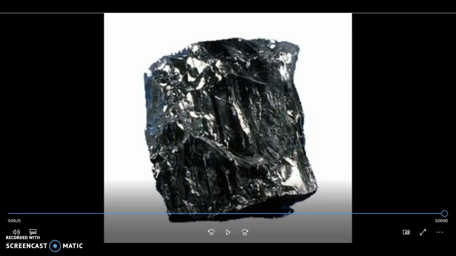Coal is very important to today's society. Not only can we use it to produce energy, but we can use its resources for various other things as well.